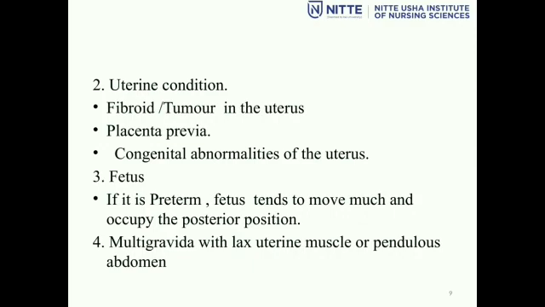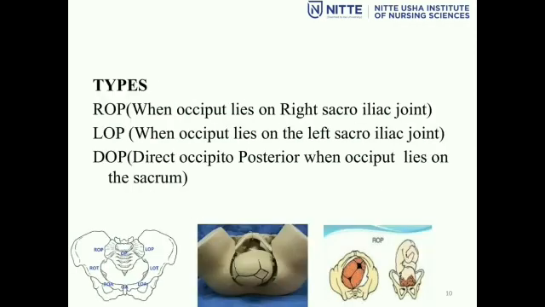It can also be due to preterm birth, as the fetus tends to move often, so chances are there to occupy occipitoposterior, and also with multigravida because of lax uterine muscle. There are three types of occipitoposterior. It can be right occipitoposterior, when the occiput lies on the right sacroiliac joint, or a left occipitoposterior, or a direct occipitoposterior. Direct occipitoposterior is nothing but the occiput lying on the sacrum.